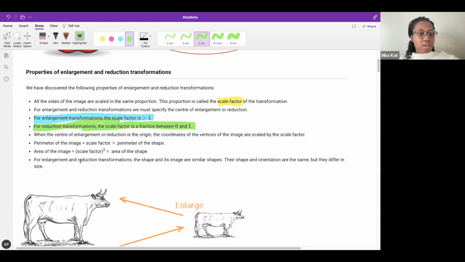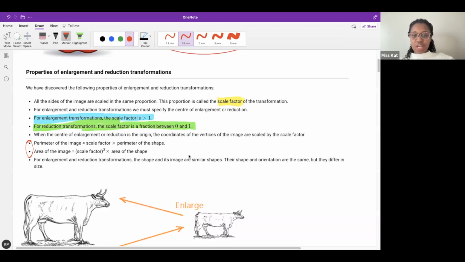Now, the perimeter of the image will be the same as the scale factor. We haven't done perimeter yet. Okay, it's our next section, this part. I'll bring it back when we're doing area and perimeter and see how enlarged and reduced shapes relate to one another. So these two we'll deal with when we are doing perimeter and area.